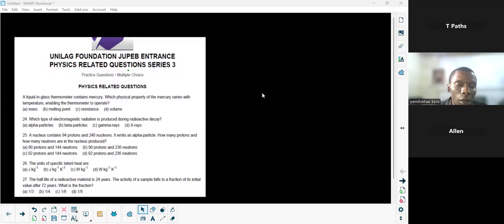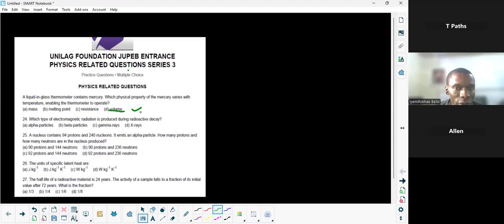Why is it volume? Because if the temperature of the environment increases, there's what we call a thermometric substance. The thermometric substance, which is the mercury inside the thermometer, will either expand or contract, which means that the volume of the mercury will increase or decrease. Not the mass, not the melting point, not the resistance. The correct answer for the question is volume. D. The correct answer here is D.